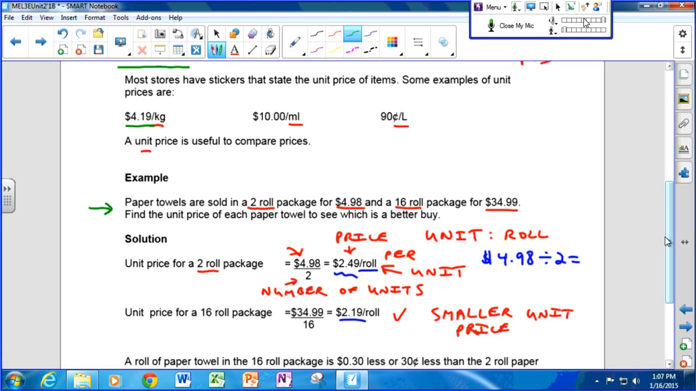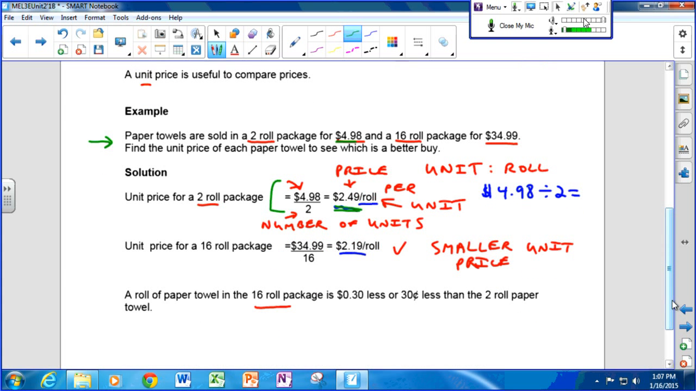Okay, so in the case of paper towel, if there's a 2-roll package, $4.98, you're going to come up with the unit price by dividing the total price by the number of units in the package. In this case, it's the rolls. So for the first example, $4.98 for the 2-roll pack, you divide the 4.98 by 2, the number of units in a package, and you end up with $2.49 per roll.